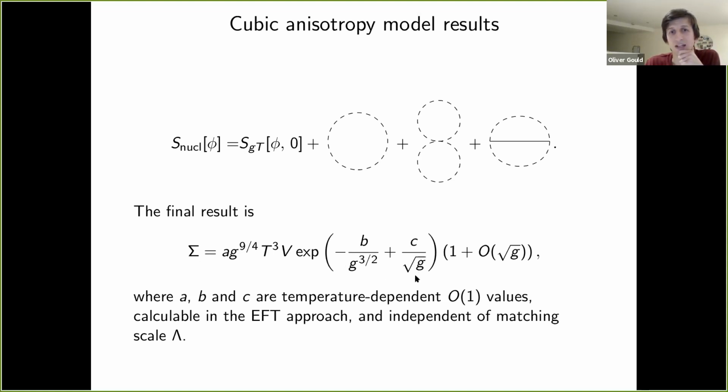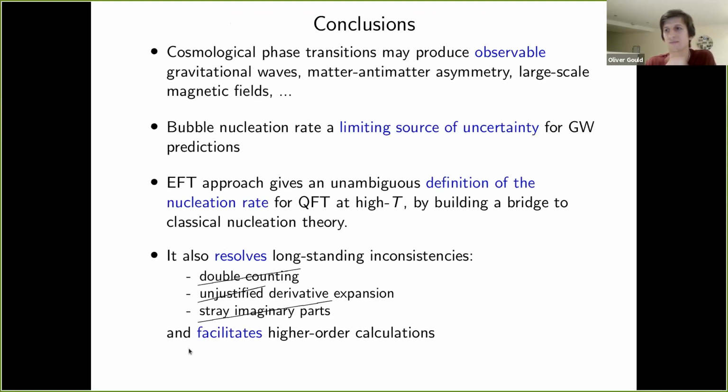You can do the power counting, and you can find that you get small corrections. Interestingly, there's a subleading but still exponentially large contribution, this C over square root of G term, which comes from two loop corrections, and you maybe wouldn't have spotted it had you not carefully power counted in an EFT way. Just doing a naive one loop calculation, you wouldn't have spotted this. And in this EFT approach, all of these A, B, and C are perfectly calculable and well defined, and independent of the matching scale. All seems good. Anyway, those are my conclusions.